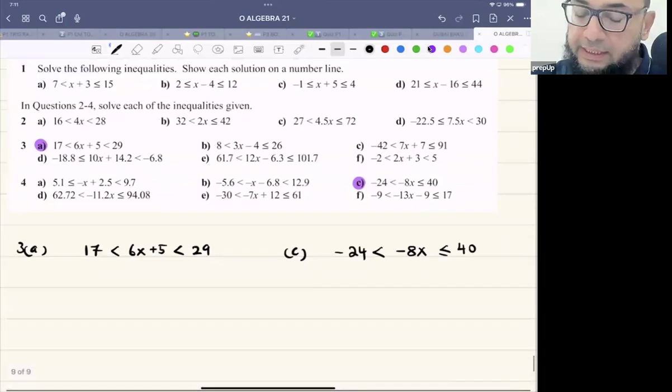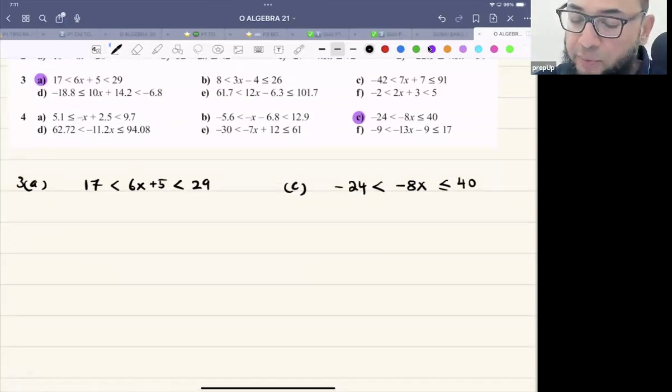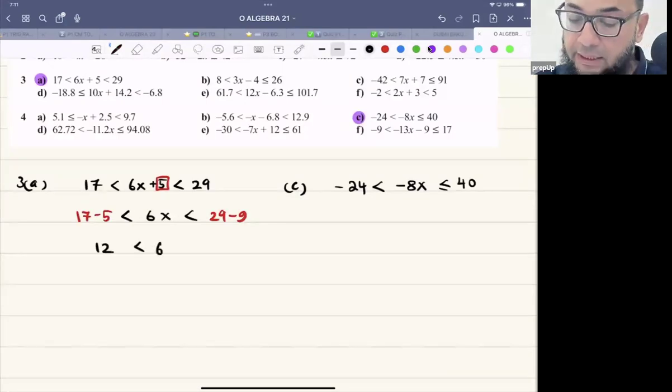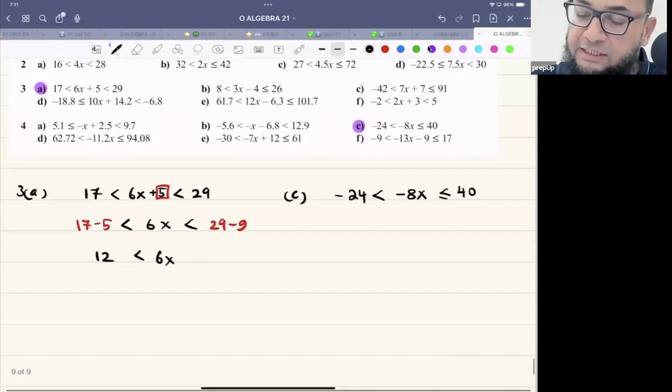Third one, 6x plus 5 lies between 17 and 29. So the first thing is subtraction. So 17 minus 5, 29 minus 5. And over here, this is 6x between the two. 17 minus 5 is 12. 29 minus 5 is, this is 6x.